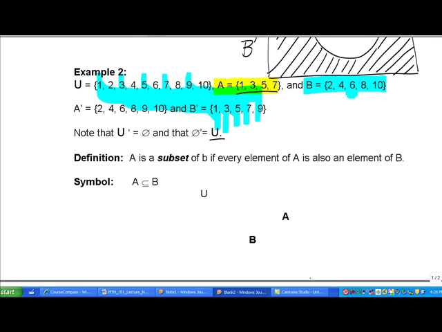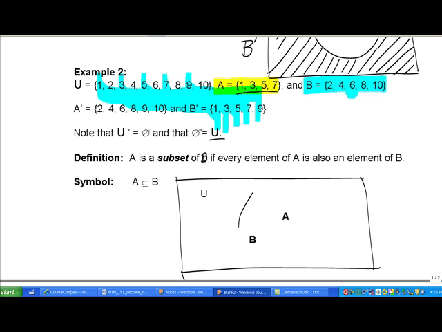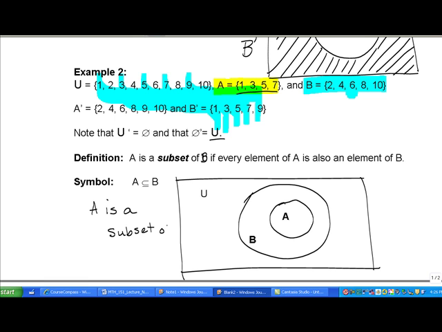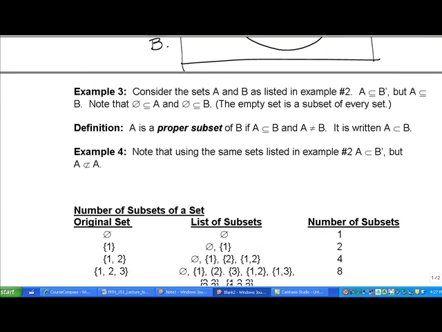Okay, next definition, a subset. A is a subset of B if every element of A is also an element of B. So again, for our Venn diagram, we want to use a rectangle to represent the universal set. And our set B is the larger set. Set A is contained in set B. So we say A is a subset of set B. So everything in A is found in B. That's what we mean by a subset.